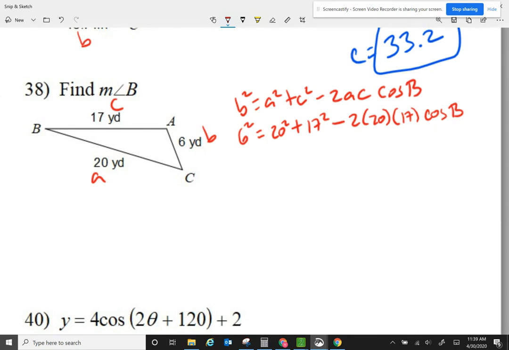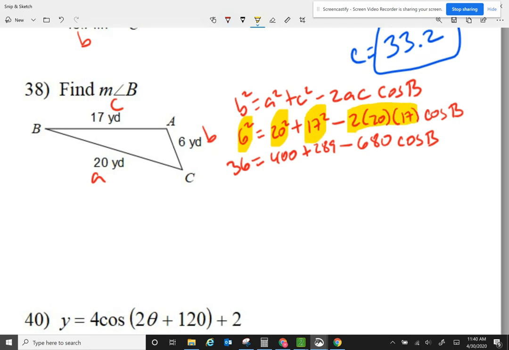I know what 6 squared is, right? 6 squared is 36. 20 squared, that's 400. 17 squared, that's 289. Now 2 times 20 times 17, I'm just going to call that 680 cosine of b. So I did 6 squared, I did 20 squared, I did 17 squared, and I did 2 times 20 times 17.